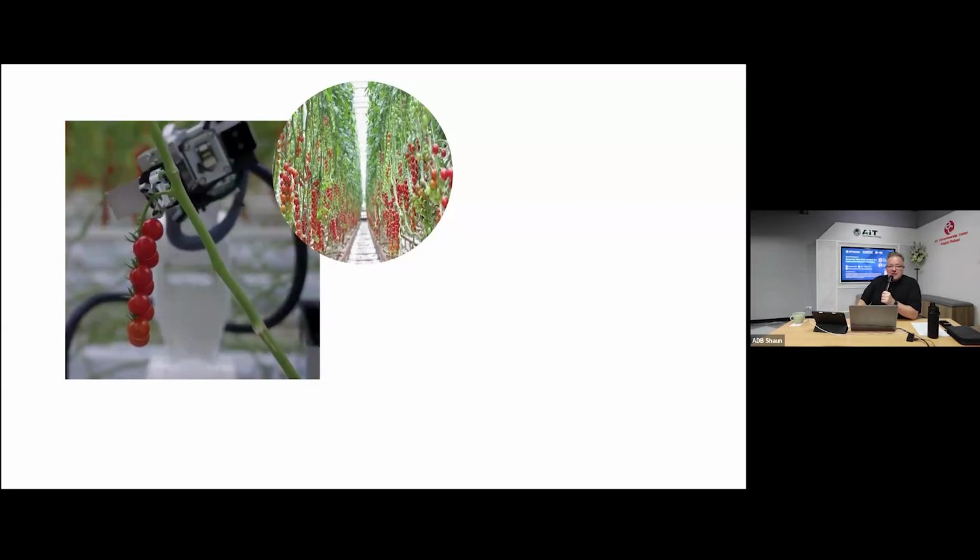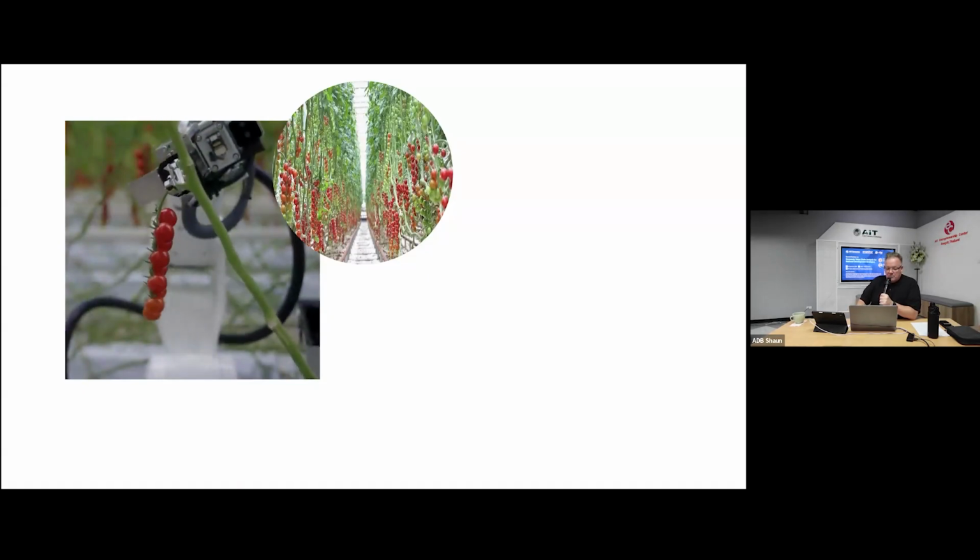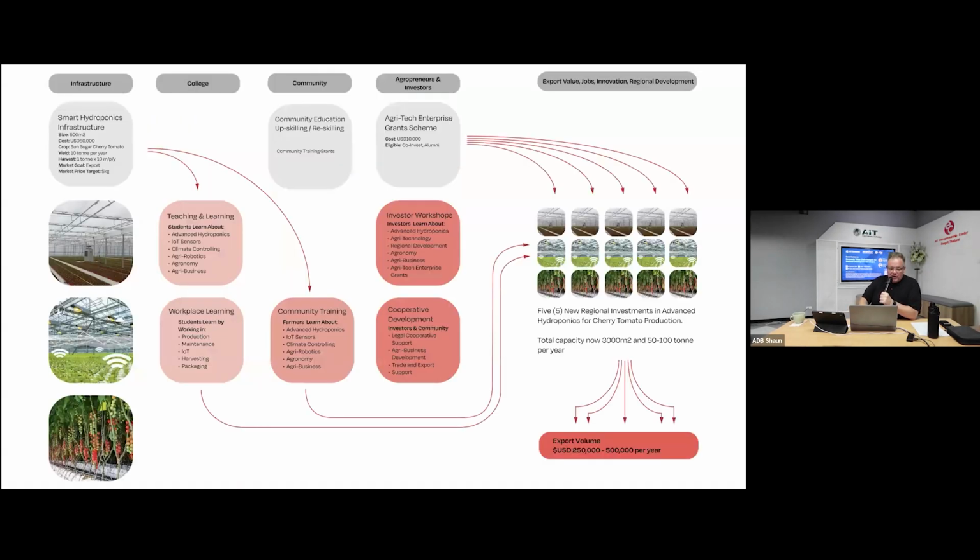So you start to see these ideas. Now, if we take this model a little bit now and look at how this might play out.